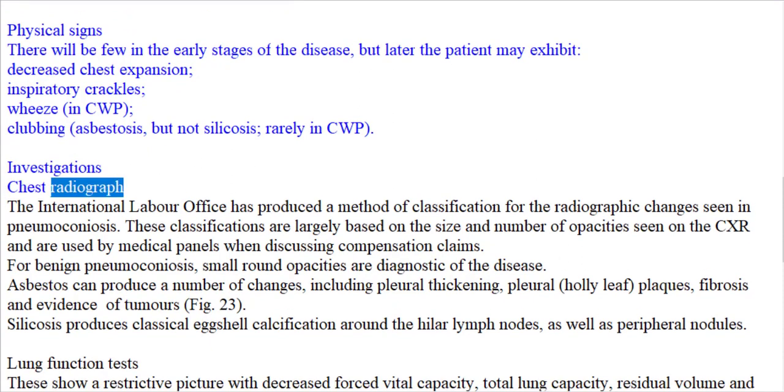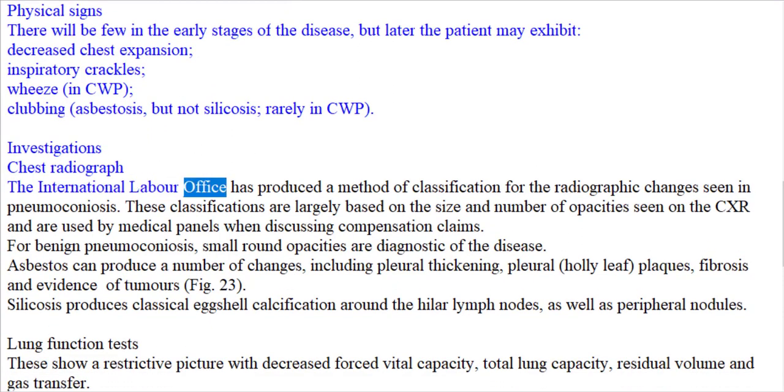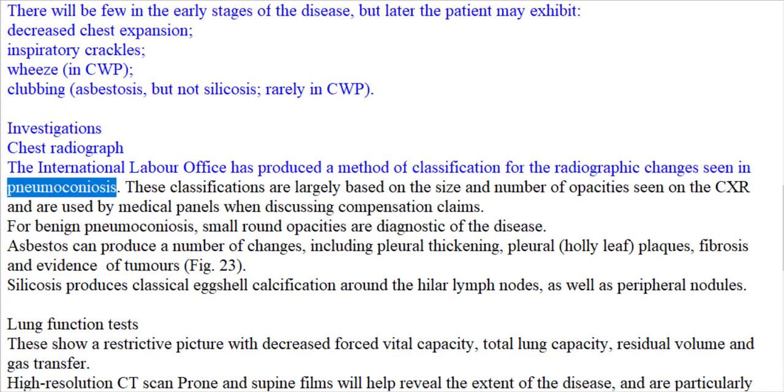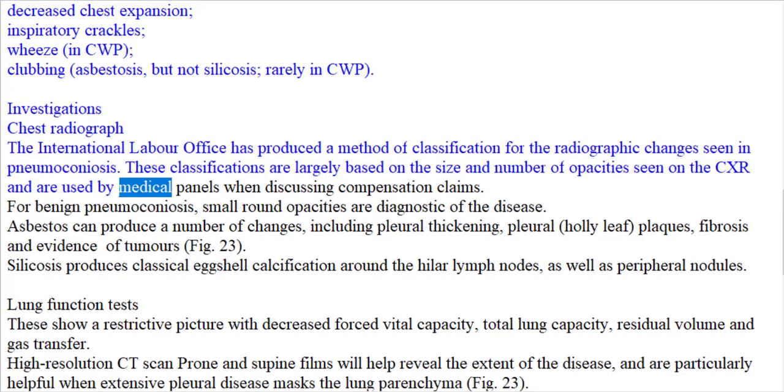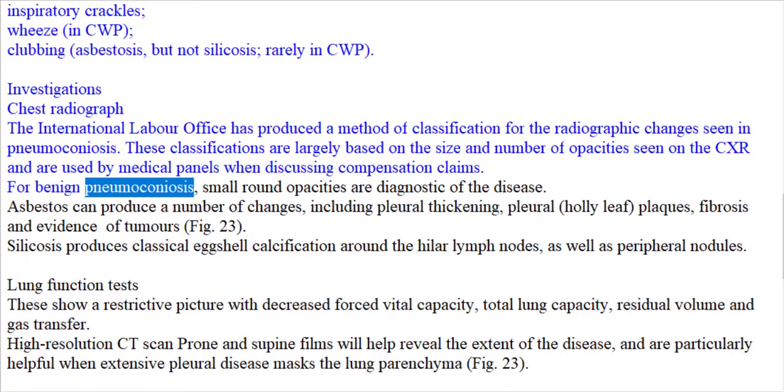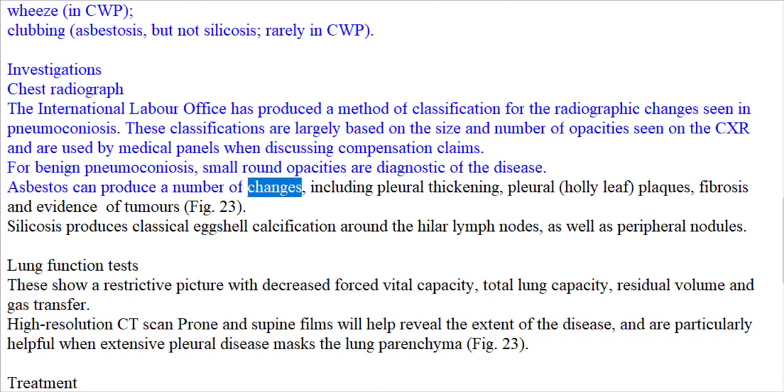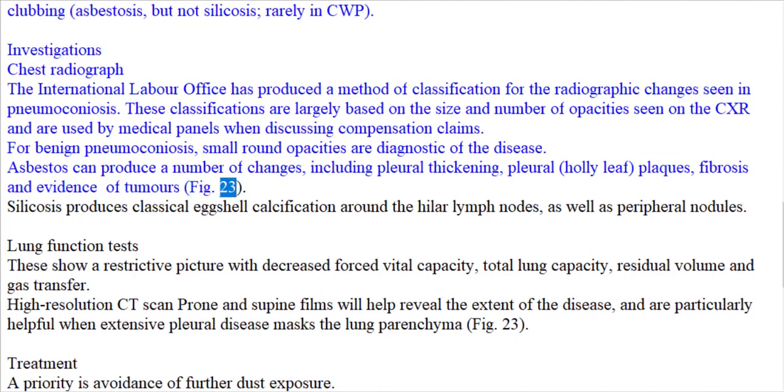Investigations. Chest radiograph. The International Labour Office has produced a method of classification for the radiographic changes seen in pneumoconiosis. These classifications are largely based on the size and number of opacities seen on the CXR and are used by medical panels when discussing compensation claims. For benign pneumoconiosis, small round opacities are diagnostic of the disease. Asbestos can produce a number of changes, including pleural thickening, pleural, holly leaf, plaques, fibrosis, and evidence of tumors, Fig 23.